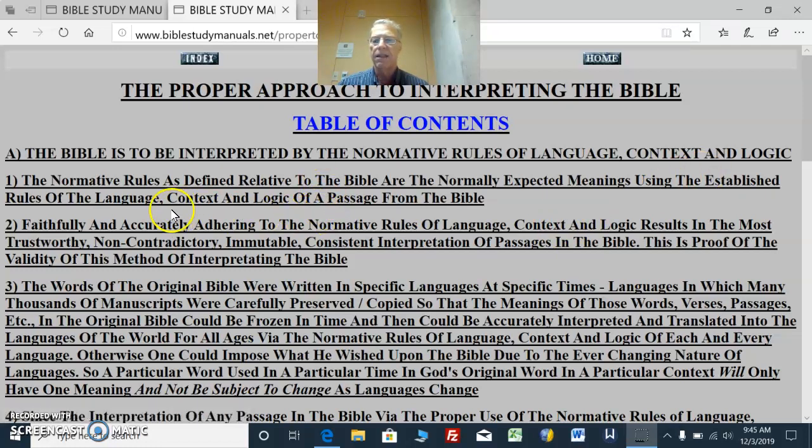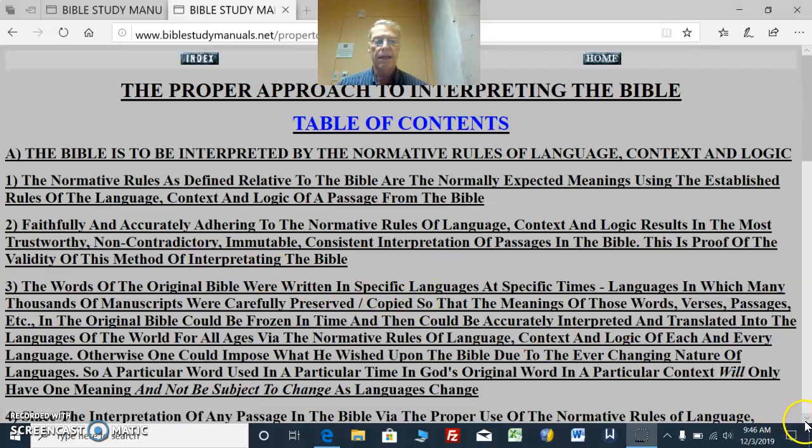Let's define that. The normative rules are defined relative to the Bible of the normally expected meanings using the established rules of language, context, and logic of a passage from the Bible. That means starting at the beginning, working your way through one chapter at a time. That's the order in which the author wrote it. Faithfully and accurately adhering to the normative rules of language, context, and logic results in the most trustworthy, non-contradictory, immutable, consistent interpretation of passages in the Bible. This is proof of the validity of this method of interpreting the Bible. It proves itself out by just being normal with it.